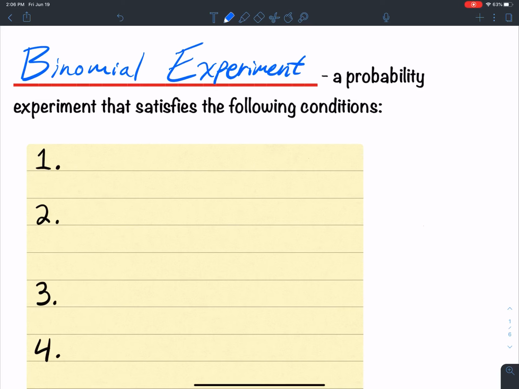So we're going to talk about the binomial experiment. Bi means two. So a binomial probability experiment satisfies the following conditions.